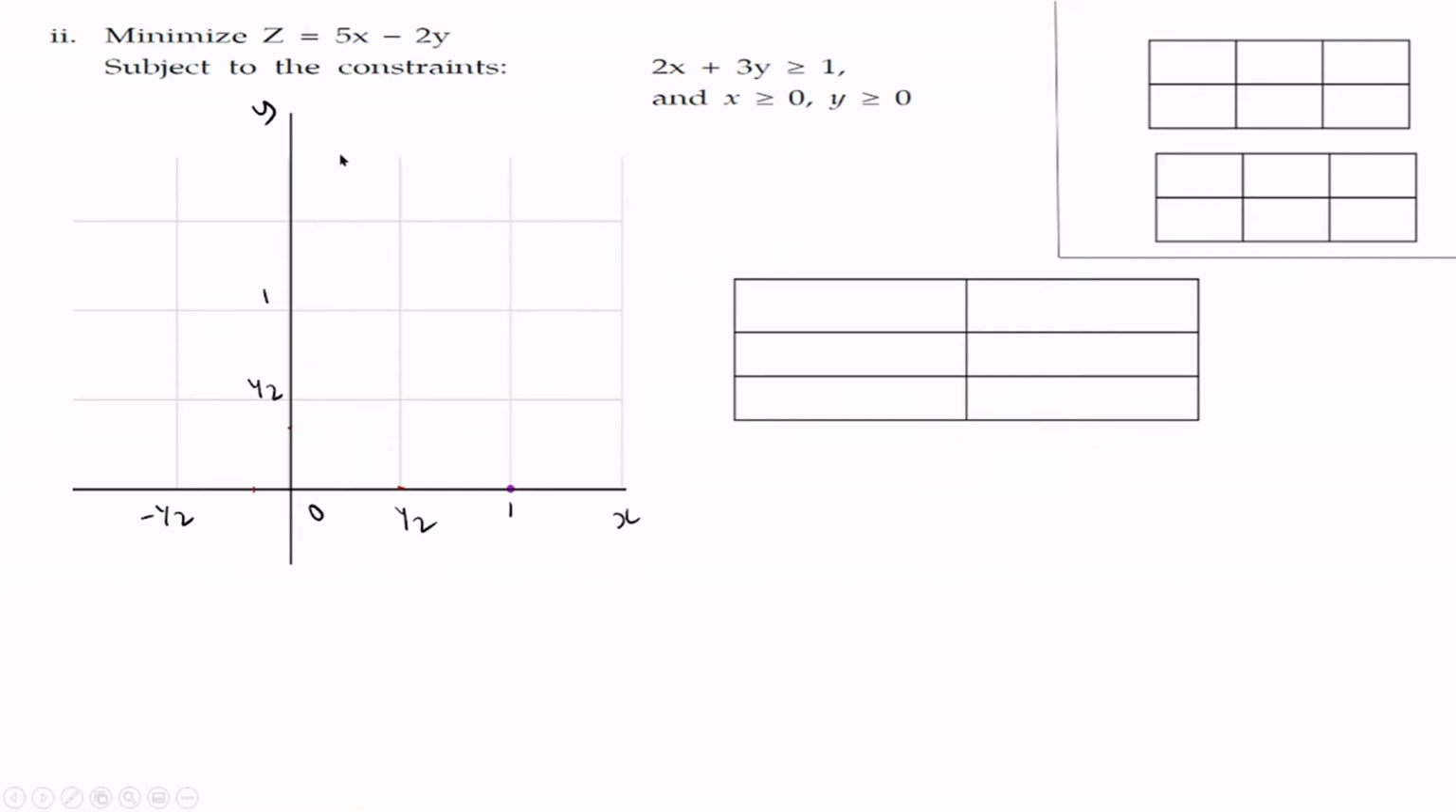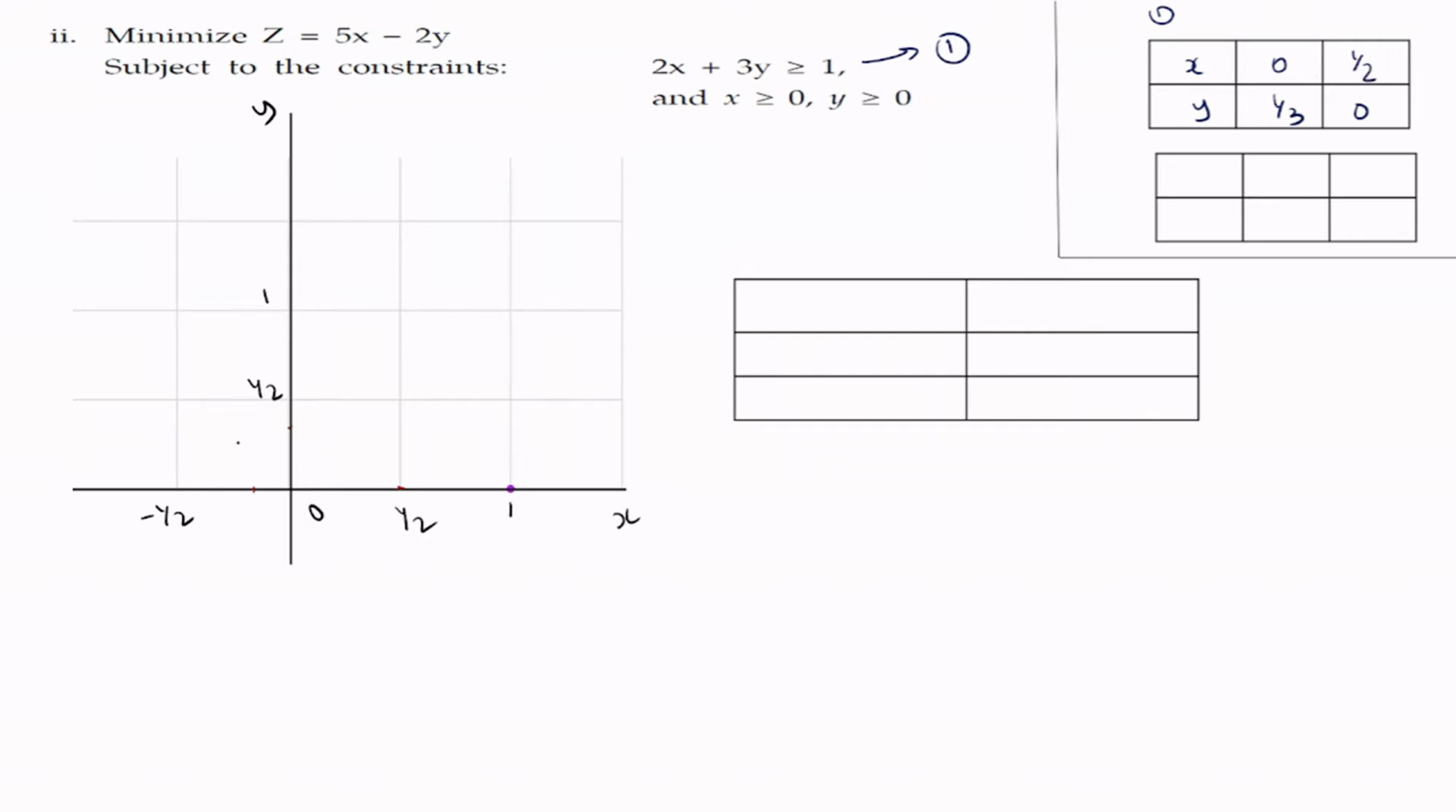So first let us draw a graph. Let us take a graph, then draw the axis OX, OY and choose an appropriate scale. Now first we will draw the line corresponding to 2x plus 3y equal to 1. So let us mark this as 1. So the line corresponding to first equation, when x is 0, y is 1 by 3 and when y is 0, x is half.